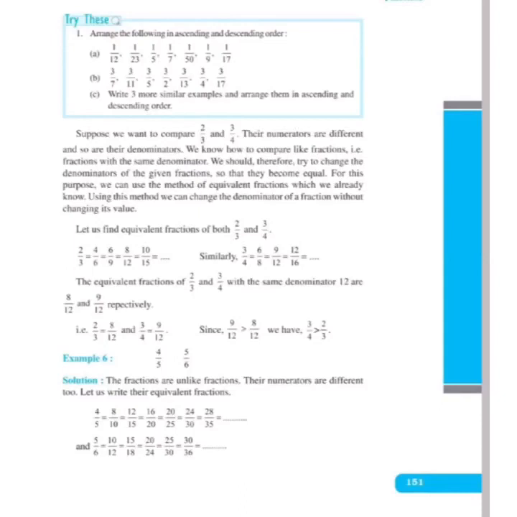As the denominators are the same, we will compare the numerators now, and the numerator 9 is greater than 8. So which fraction is greater? Yes, 9 by 12 is greater. And again, when we are comparing the fractions which we have, that is 2 by 3 and 3 by 4, then 3 by 4 is greater.